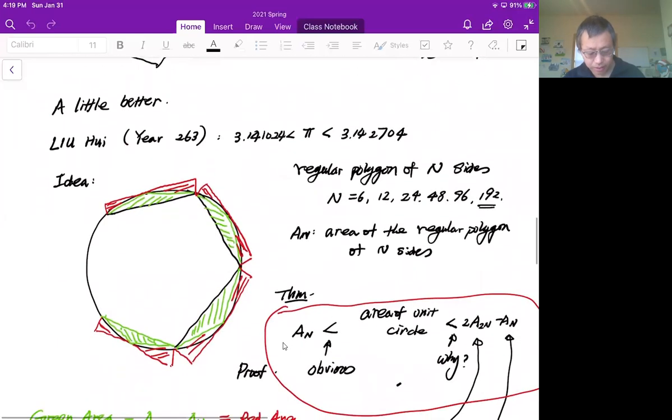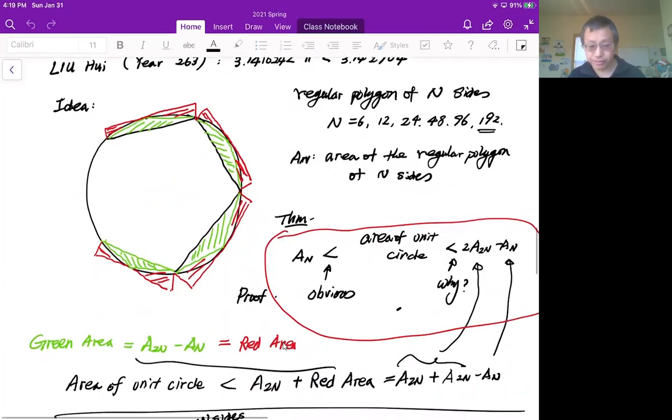The other day we talked about a different idea. We are working on the area, not just the circumference. The area of the circle is bigger than A_n, where A_n is the area of the regular polygon of n sides inscribed in the circle. Certainly the area of the circle is bigger than A_n, but I want an upper bound. How could I get an upper bound?